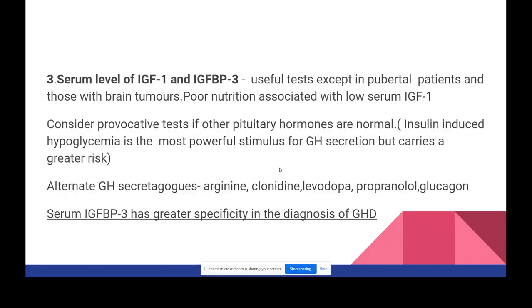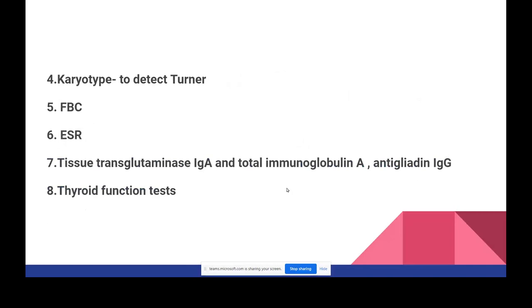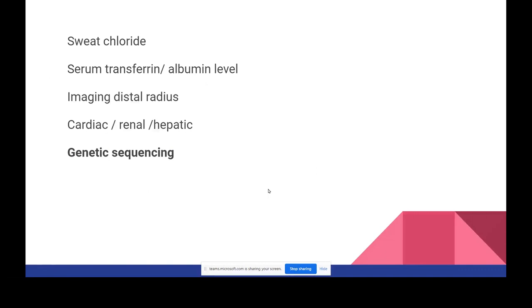Serum insulin-like growth factor binding protein 3 has a greater specificity in the diagnosis of growth hormone deficiency. Other tests are karyotyping to detect Turner, counts, ESR, tissue transglutaminase IgA and total immunoglobulin A, anti-gliadin for celiac, thyroid function tests to find out hypothyroidism, sweat chloride for cystic fibrosis, serum transferrin and albumin levels for malnutrition, and imaging of the distal radius, and cardiac, renal, hepatic workup for those systemic disorders, and genetic sequencing.